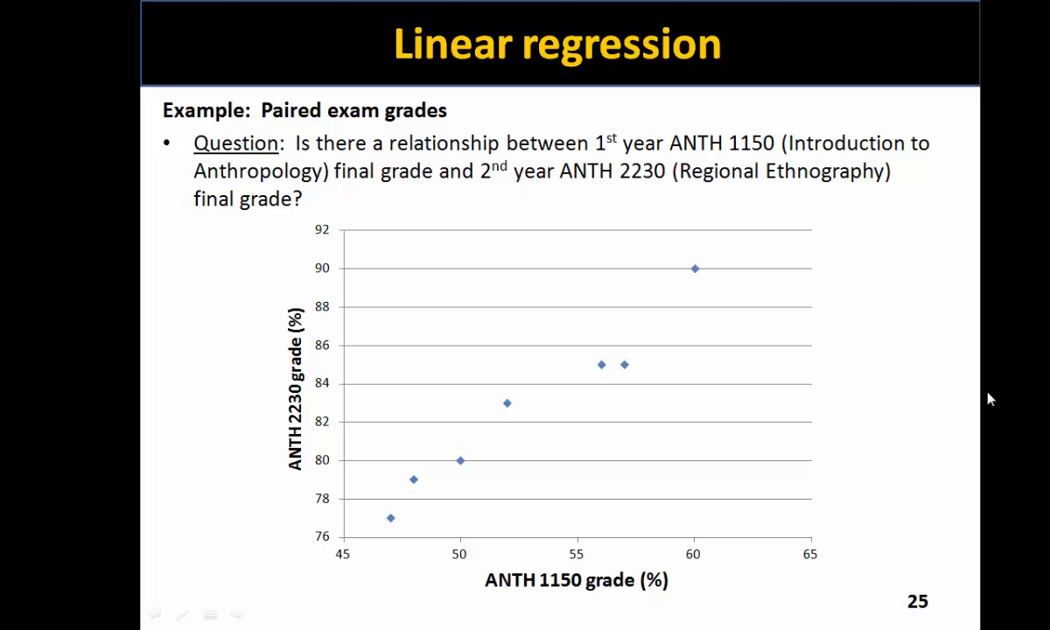So going back to our example of first year anthropology grades and second year anthropology grades, remember the first step we do is we generate a scatter plot, and we take a look at the data. We come up with a subjective impression of what we observe here. And we can see that we do have this upward trend, this positive direction, that as anthropology 1150 grade goes up, so does anthropology 2230 grade. But then we ask the question, how accurate would be this growth, this positive relationship?